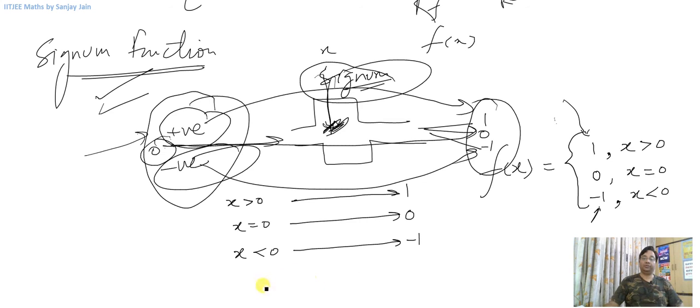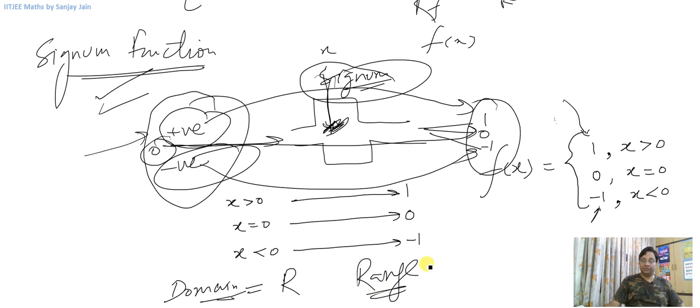Or if you want to talk about domain or range, so what is the domain? I can put any real value of x, right? Positive, negative or 0. But what is the range? For any value that I put in as my domain or as the value of x, the range that I am going to get is only these three values, -1, 0 and 1. So this is the range of the SIGNUM function.